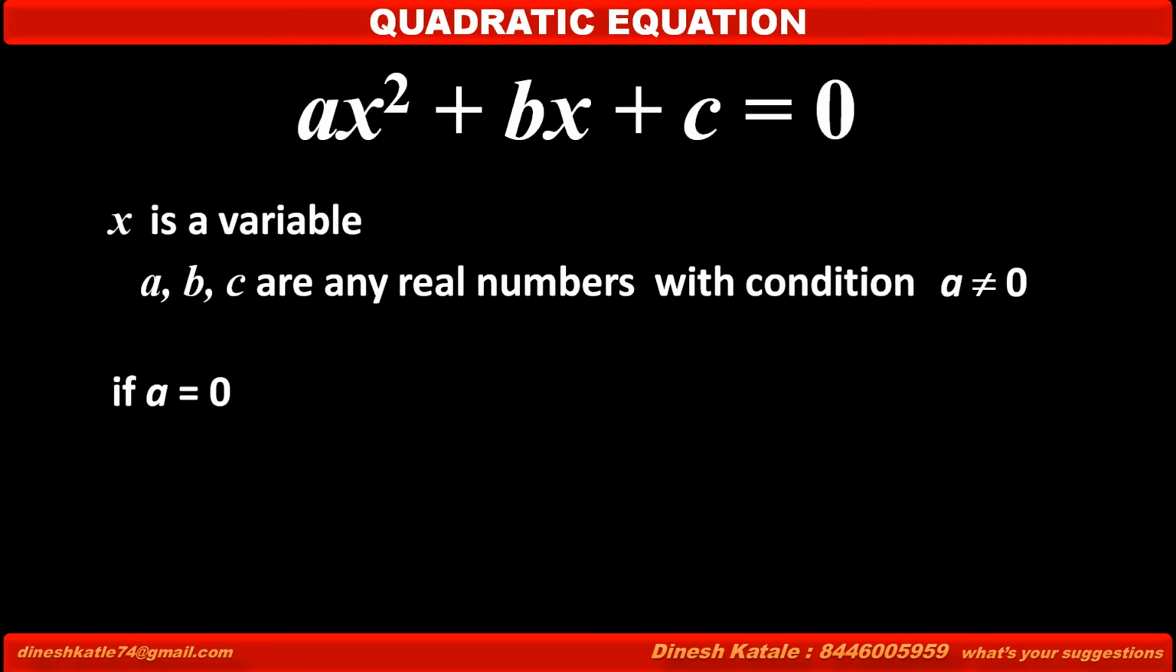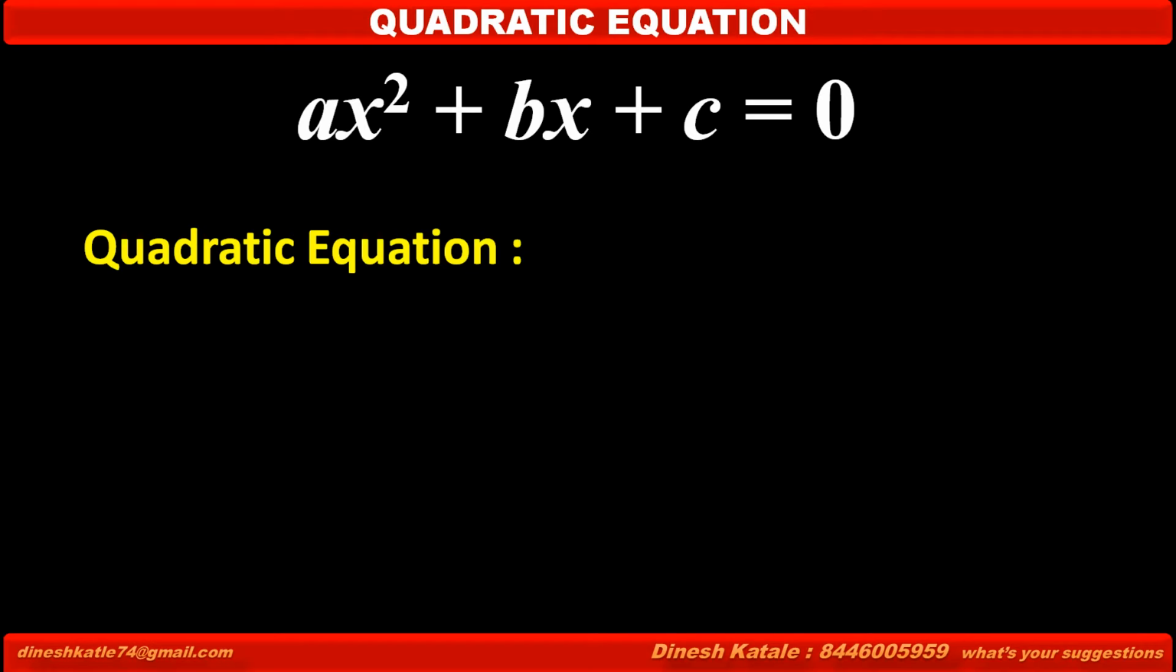bx plus c is equal to 0, which is not quadratic, because its highest power is now x. Its highest power, meaning the highest power of variable x, is 1 here. That's why it is not quadratic, and therefore the condition is important: a is not equal to 0.